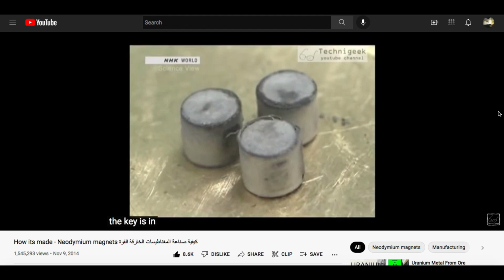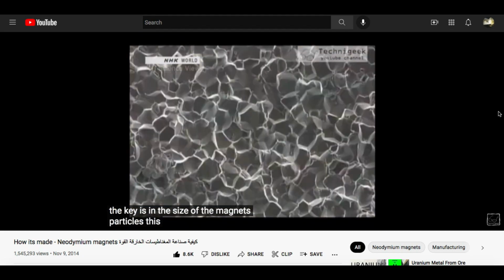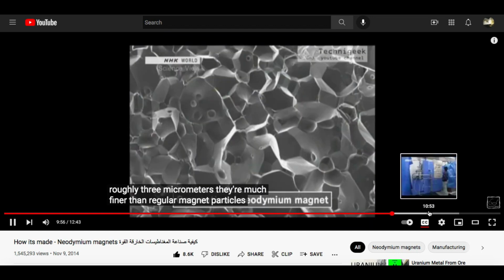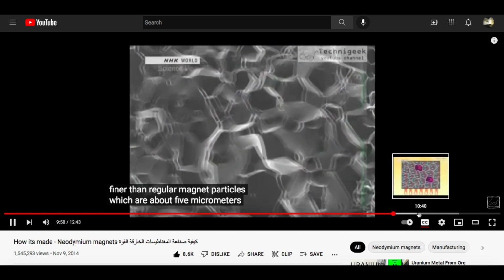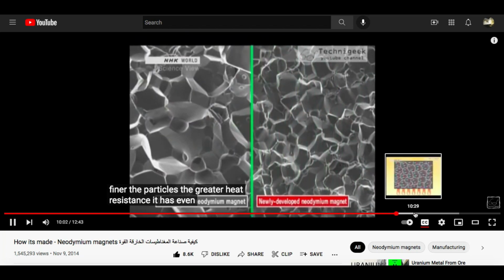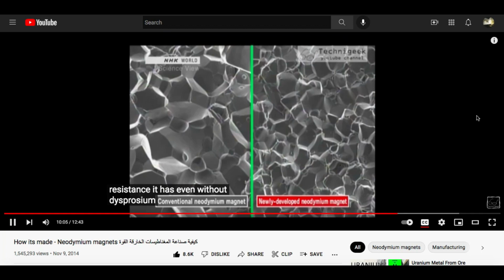The key is in the size of the magnet's particles. This magnet's particles are roughly 3 micrometers. They're much finer than regular magnet particles, which are about 5 micrometers. The finer the particles, the greater heat resistance it has, even without dysprosium.